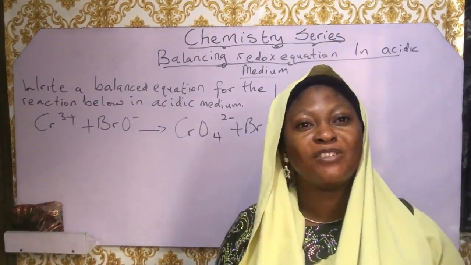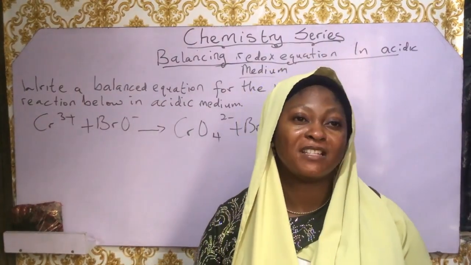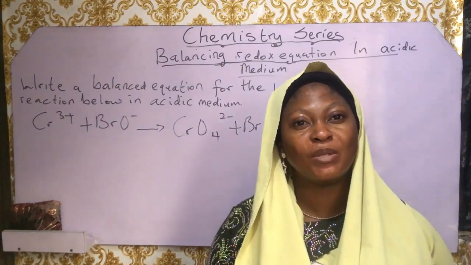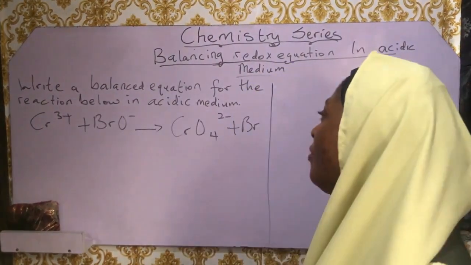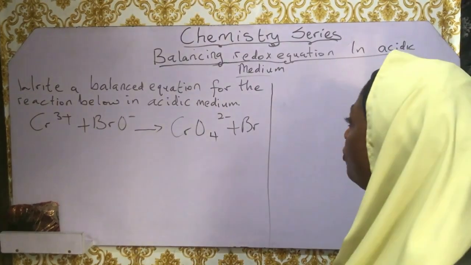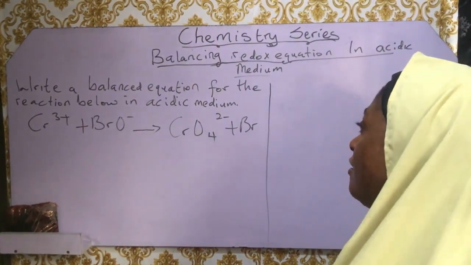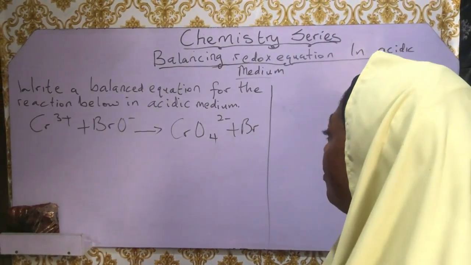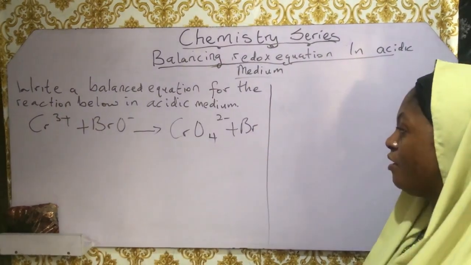Today we are going to be considering a last example on balancing redox reaction in acidic medium. Let's try to see the question we have on the board. Write a balanced equation for the reaction below in acidic medium. We have Cr3+ plus BrO- to give CrO4 2- plus Br-.